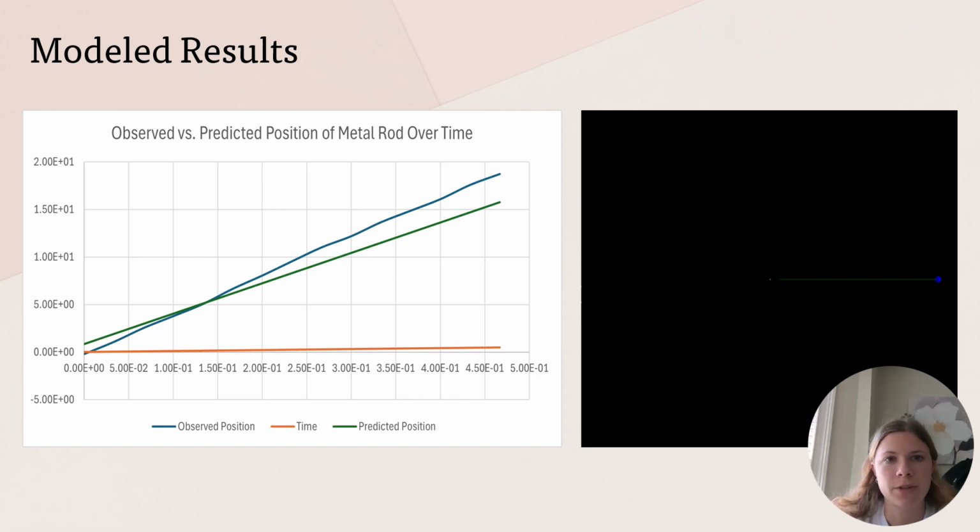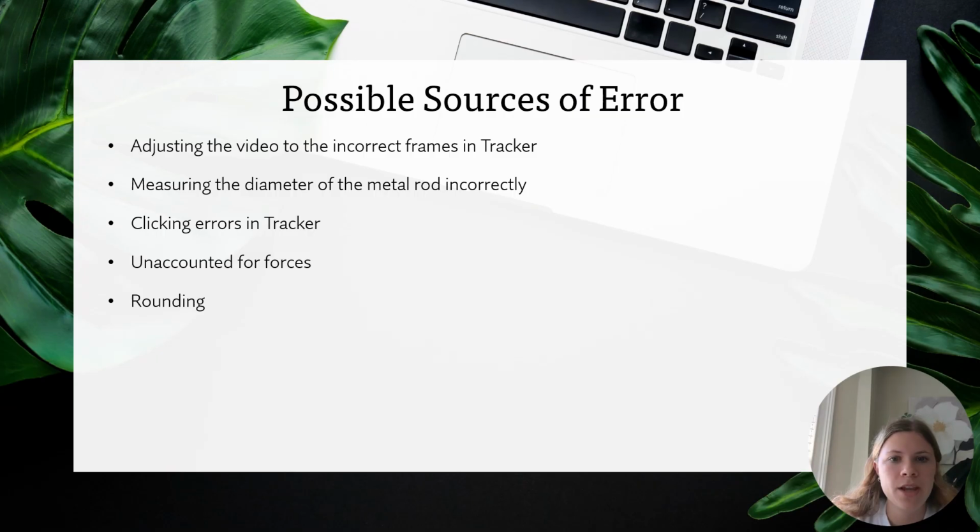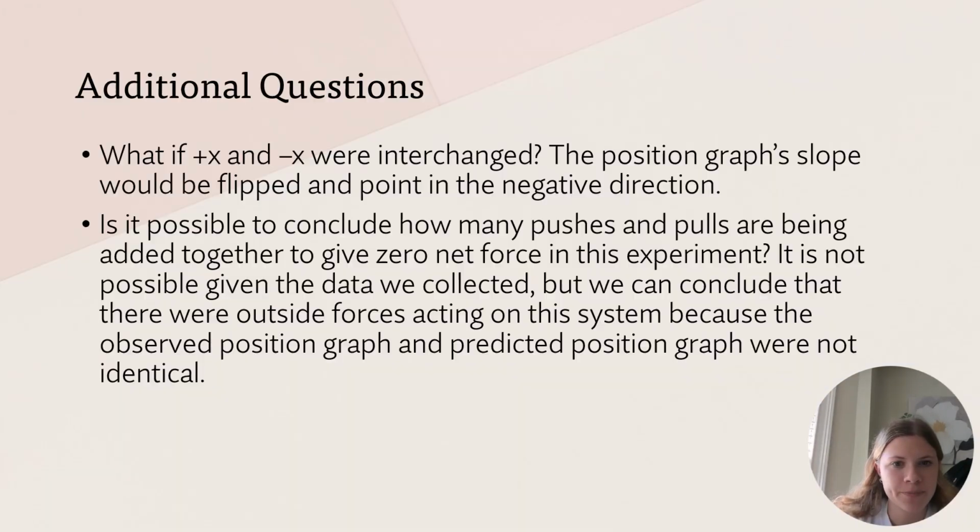So the possible sources of error: adjusting the video to the incorrect frames in Tracker. I may have adjusted it so that it wasn't the entire video of the rod moving at constant velocity. I may also have measured the diameter of the metal rod incorrectly. There could have been clicking errors in Tracker when I was tracking each time step, and then forces that were unaccounted for, as well as rounding errors.